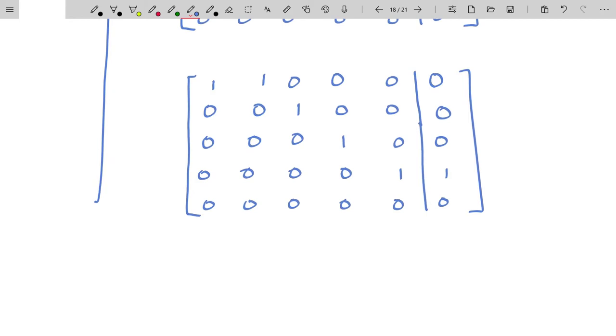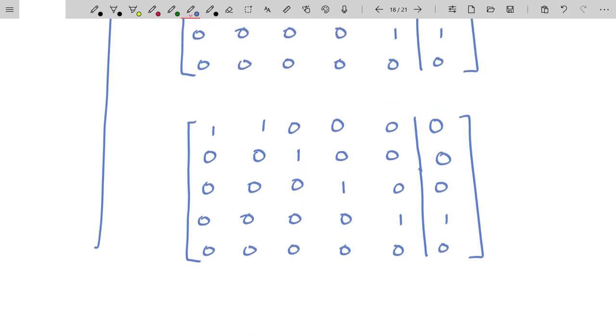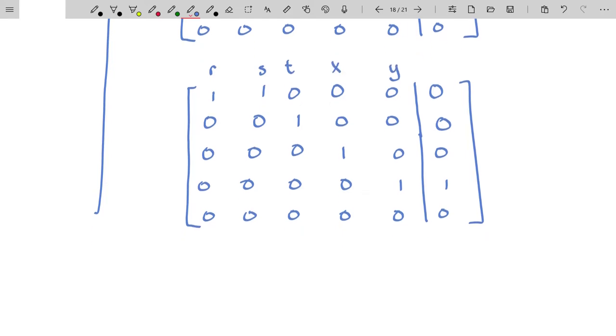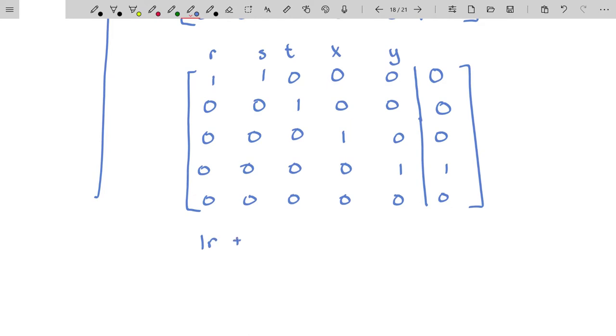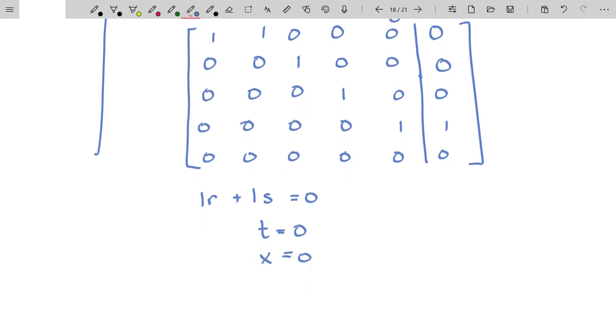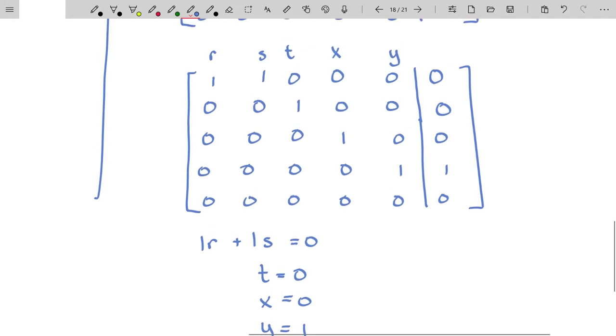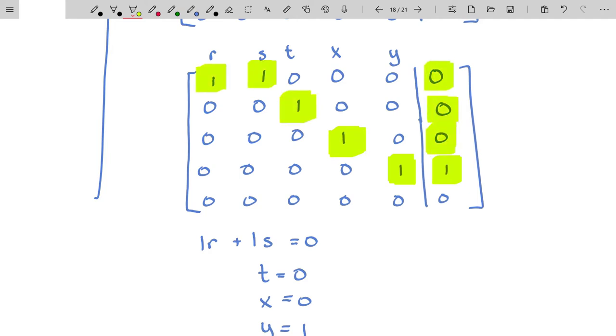Now notice, this is not exactly nice. Let's call this R, S, T, X, and Y. That's what we'll call those columns. Let's just pretend. So this tells us that 1R plus 1S plus 0 plus 0 plus 0 plus 0 is equal to 0. And then it tells us that T is equal to 0, that X is equal to 0, and that Y is equal to 1. Again, 1Y is equal to 1, 1X is equal to 0, 1T is equal to 0, but then R plus S is equal to 0.